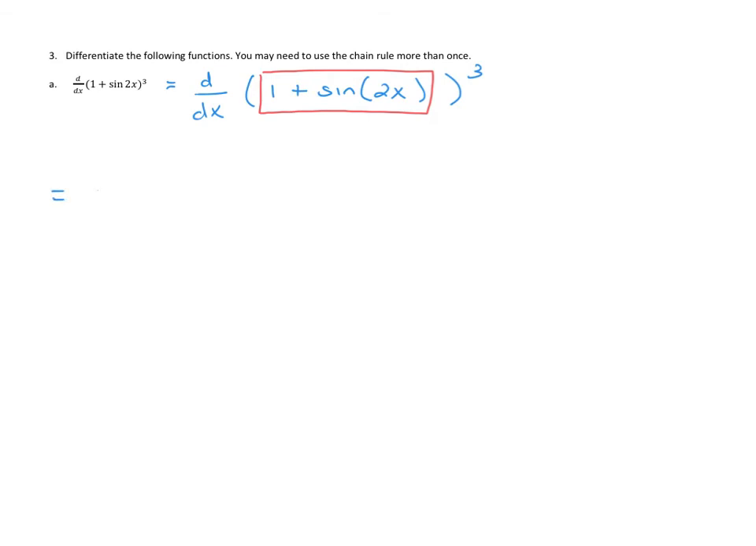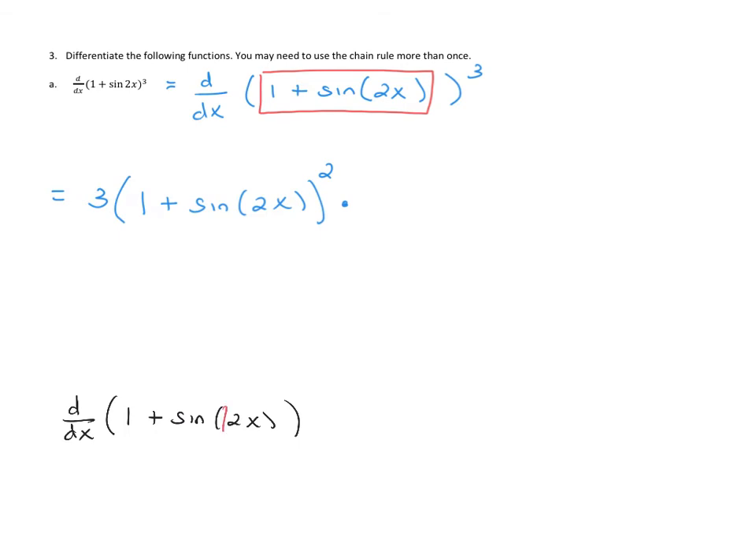We bring down the 3, copy down that inside stuff, 1 plus sine of 2x, and then we subtract 1 from the exponent. However, by the chain rule, to complete this problem, I now need to take the derivative of the inside part. Let me write that down here. We're now taking the derivative of 1 plus sine of 2x.